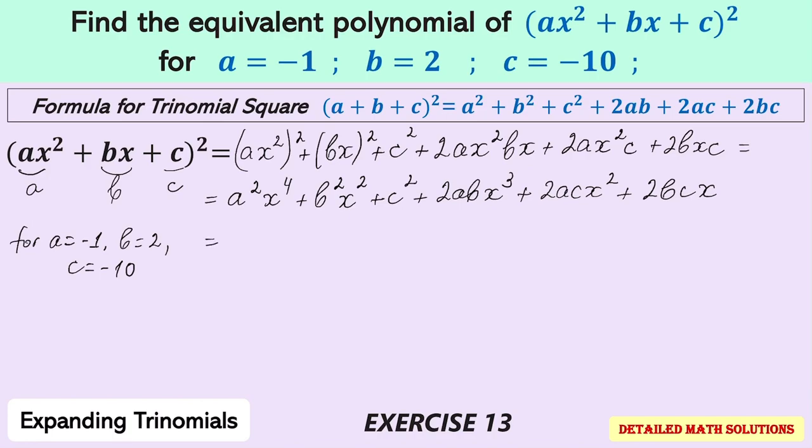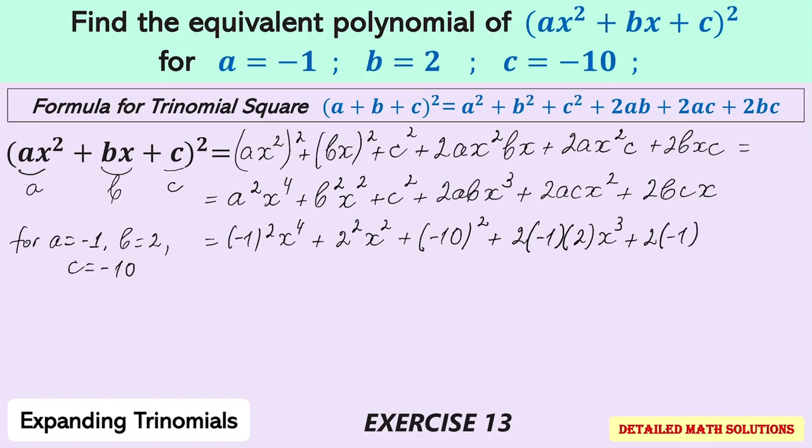When I do that, this equals -1 squared x to the 4th power plus 2 squared x squared plus -10 squared plus 2 times -1 multiplied by 2 x cubed plus 2 times -1 multiplied by -10 x squared plus 2 times 2 times -10 x.